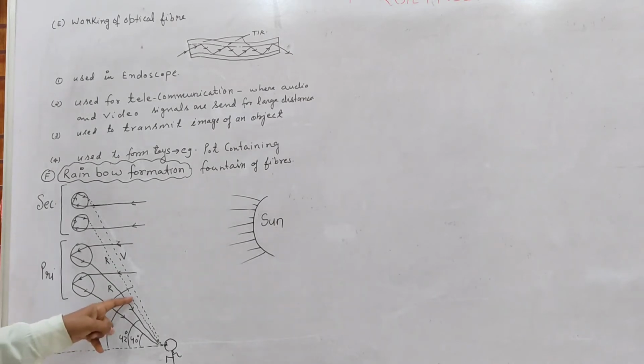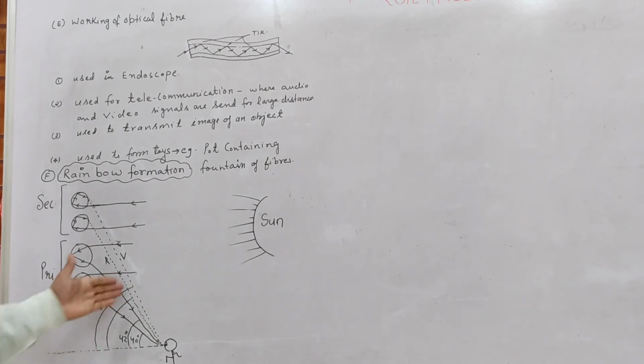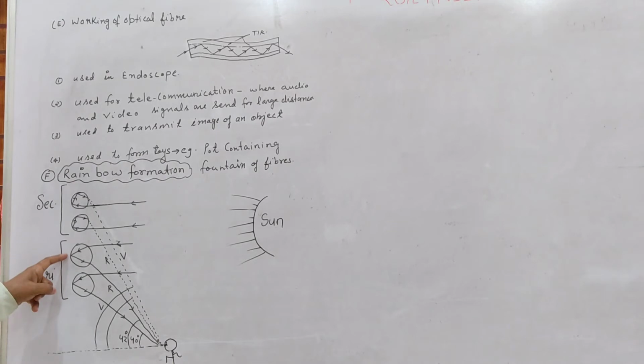This angle is 51 degrees and this angle is approximately 53 degrees, you can say. So these are the angles for the secondary rainbow. So in the primary rainbow there are 2 refractions and 1 internal reflection. In the secondary rainbow there are 2 refractions and 2 internal reflections. Here, 2 refractions, 1 internal reflection.